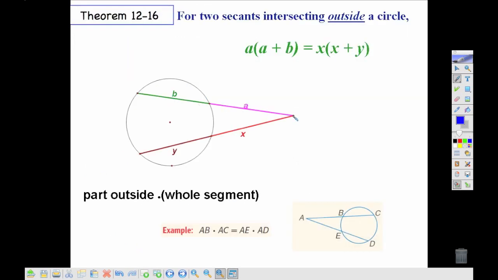Again, the next part is when we're meeting on the outside: we want the part outside and then multiply it by that whole segment.